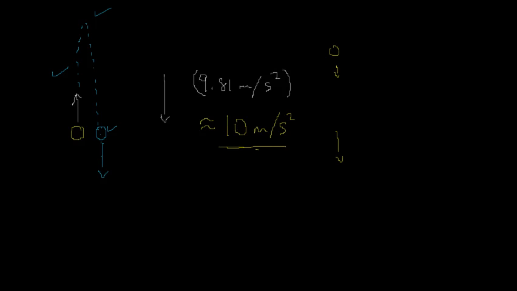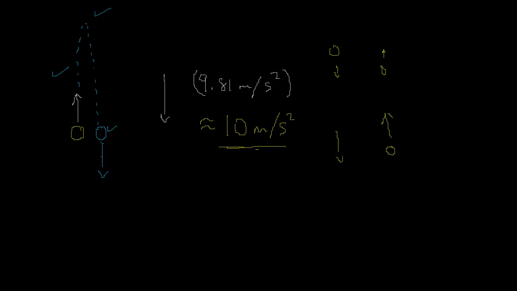What is more tricky to understand is what happens when we throw the ball upwards. If we throw the ball upwards, we know that if you throw something up, it slows down, and then at some point it stops and it has to come back down. So what do we mean by saying that the acceleration is 10 meters per second squared and downwards?